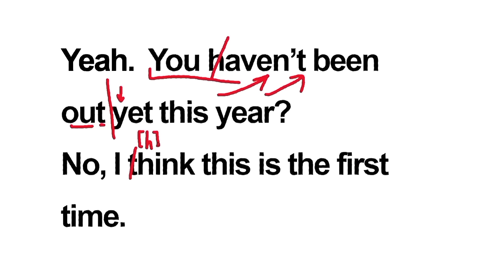No, I think this is the first time. First time. Those two words linked together really well because my dad did not release this T and then make another one. There was just one T sound. First time. First time. And now the conversation three times.